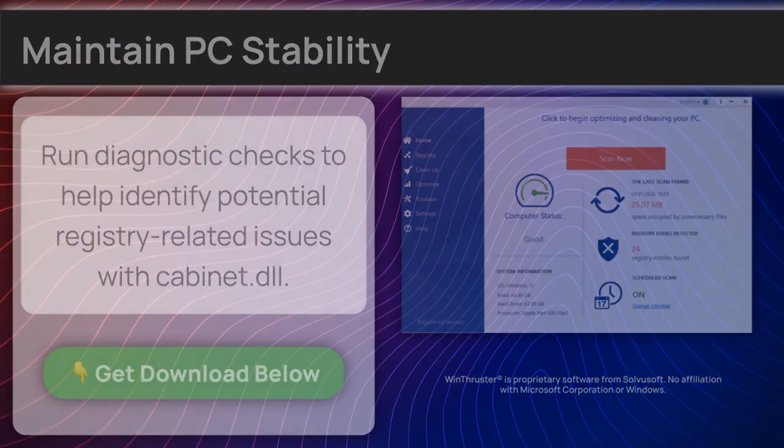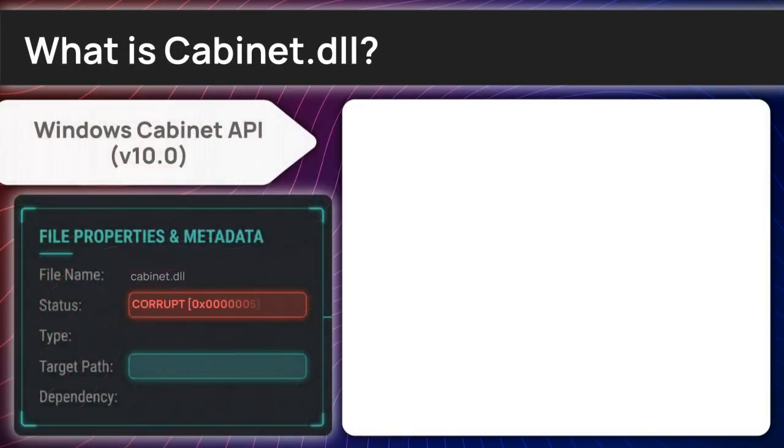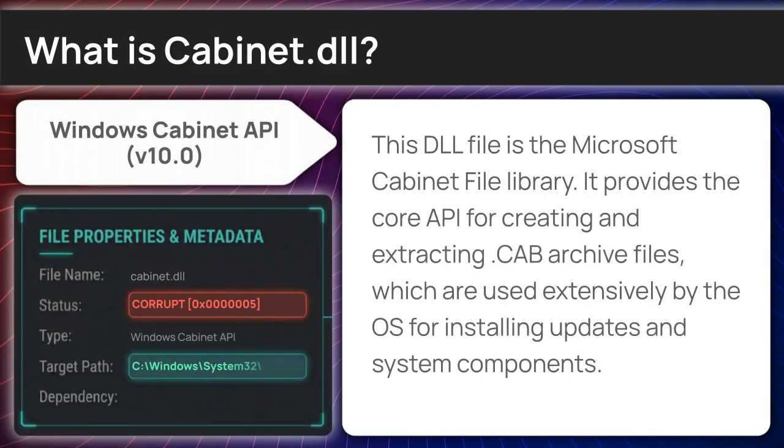This DLL file is the Microsoft Cabinet File Library. It provides the core API for creating and extracting .cab archive files, which are used extensively by the OS for installing updates and system components.